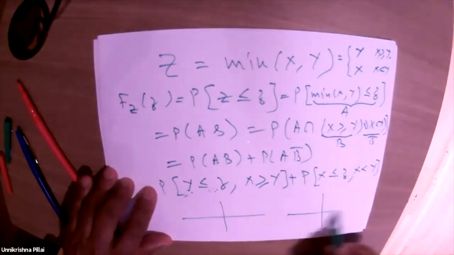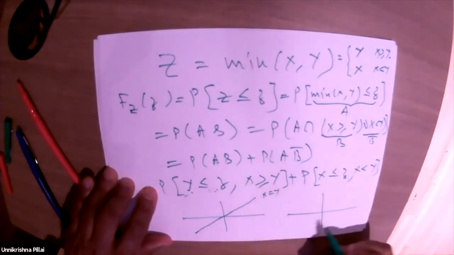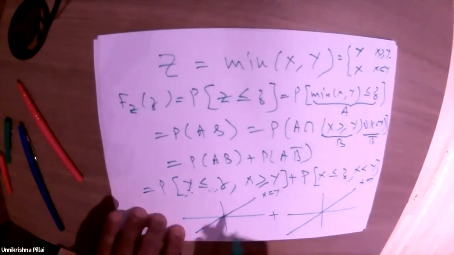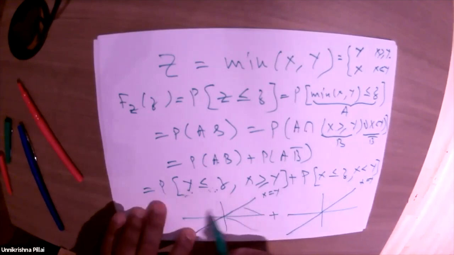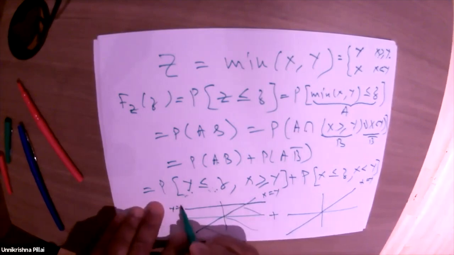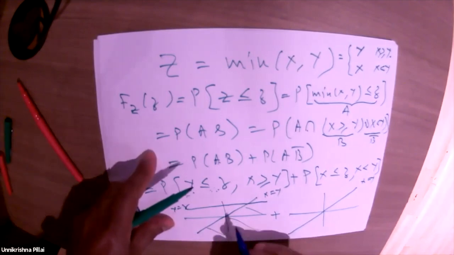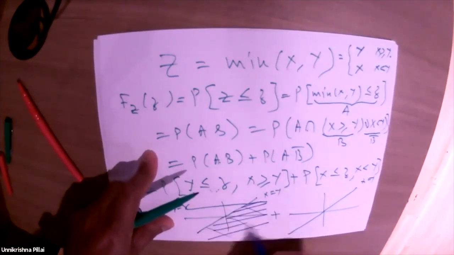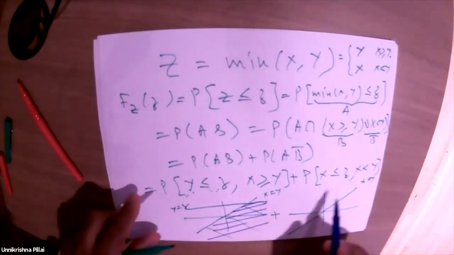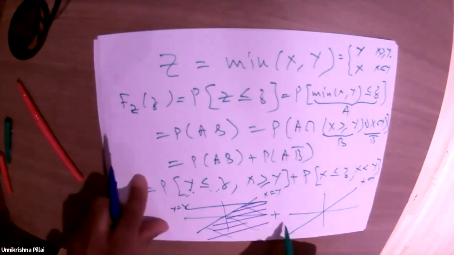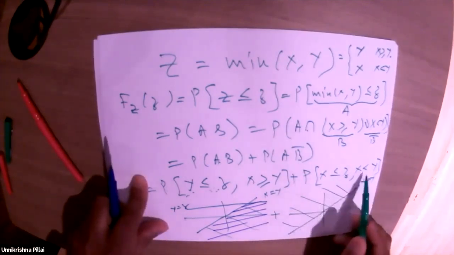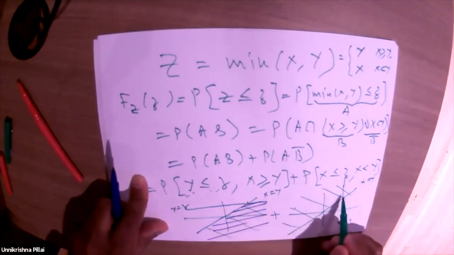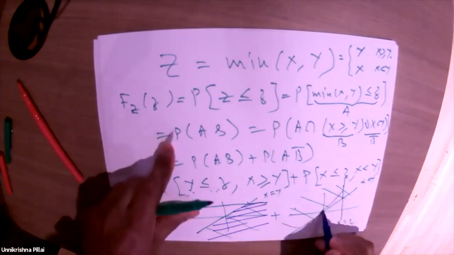So let's draw these two diagrams. You need the line x equal to y as before. I'll draw the two diagrams for the two regions and add them up. Here x is greater than y, which is here, and y is less than or equal to z. So y equal to z is a line like this, and y less than or equal to z would be this region. But remember, the region where both conditions are satisfied is only here. And here x is less than z, so that would be this region. X equal to z is here, the same point, and to the left of it would be this region.